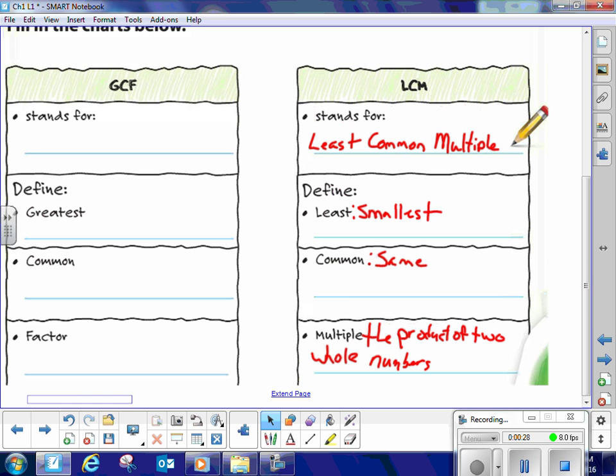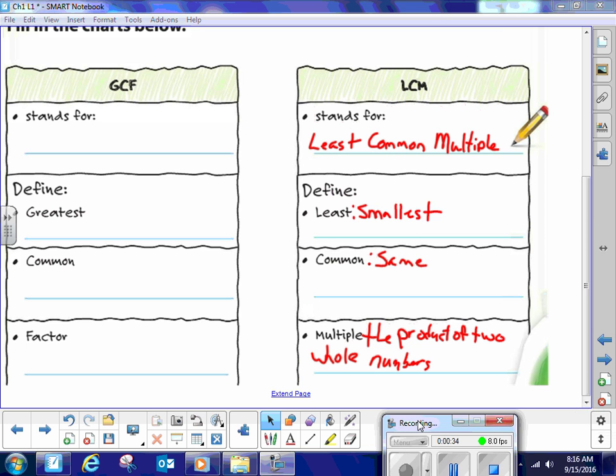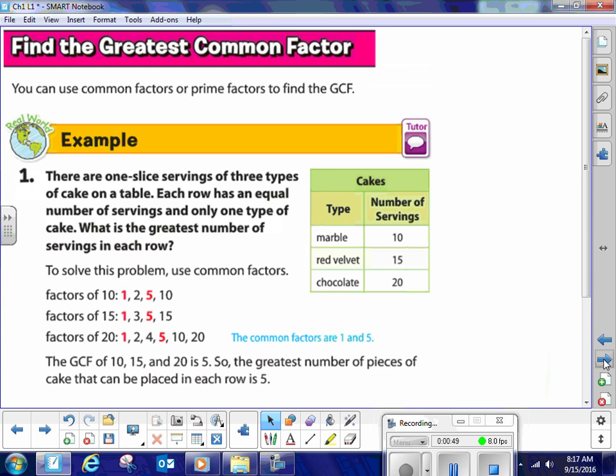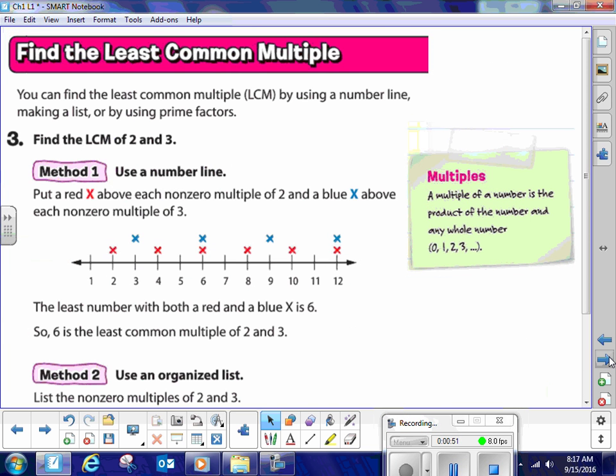Okay, but let's not fret about peculiarities right now. Least common multiple, right? LCM stands for least common multiple. We defined least as smallest, common as same, and multiple as the product of two numbers. Okay, so let's go over here and talk about getting a least common multiple and some strategies to find them.